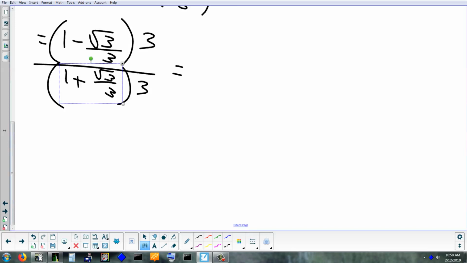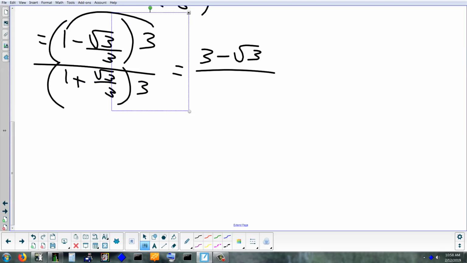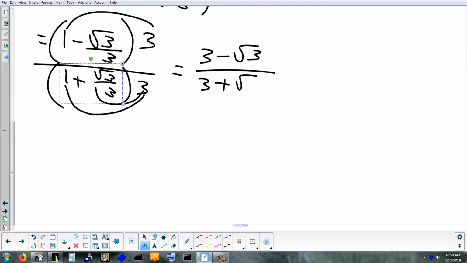We're going to have 1 times 3 minus the square root of 3. Those 3's cancel. In the bottom, 1 times 3 again, and then when you multiply here, those 3's cancel. Square root of 3. Okay, so that's a lot better. Right, so you could leave it like that, and that's okay.